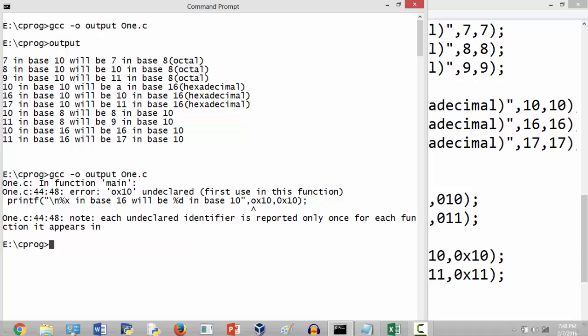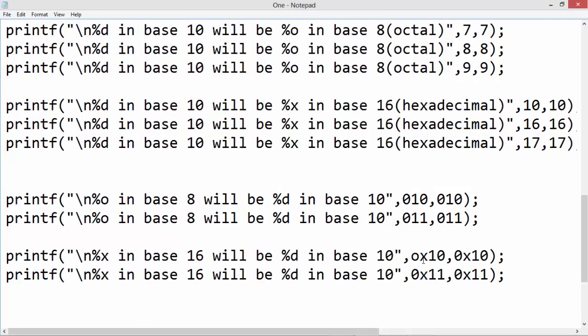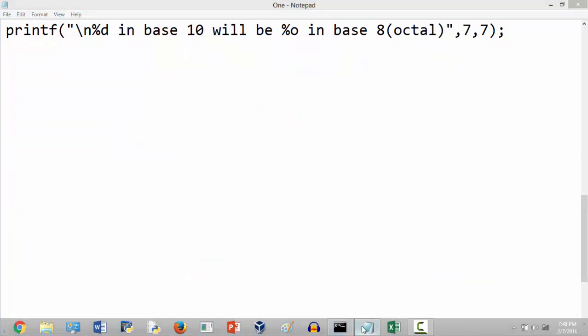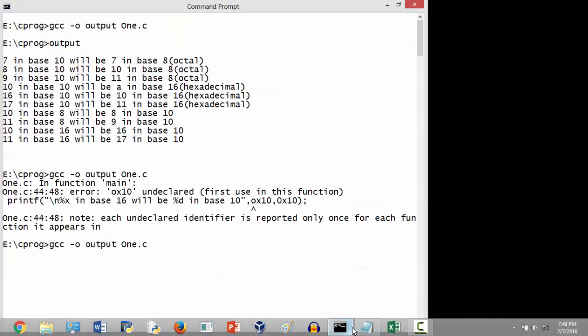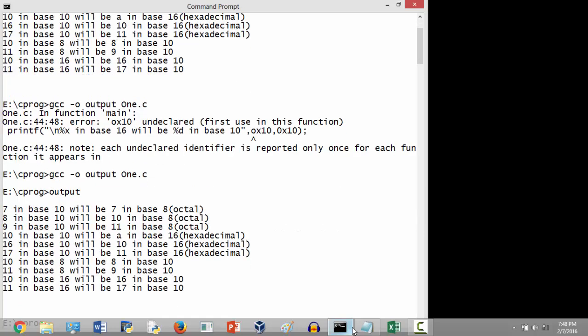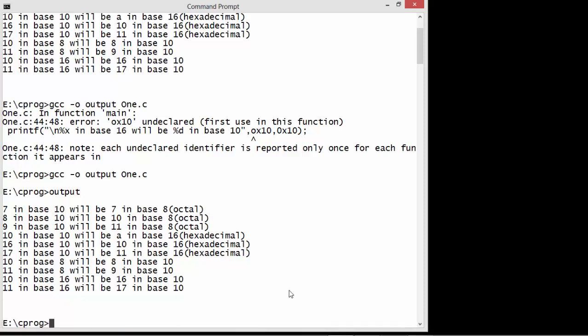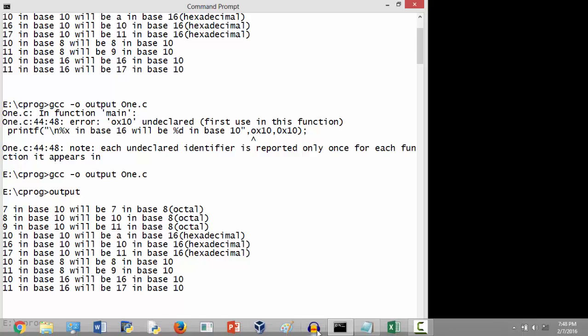I think I made this O instead of 0. Okay, it's the same output again. See, the only difference is that the first time it got converted automatically. This time we actually made sure that it gets converted.